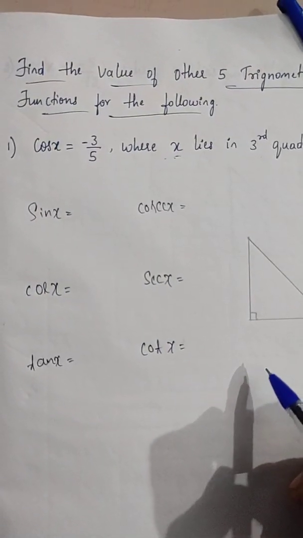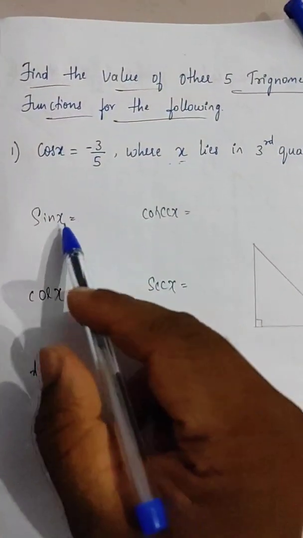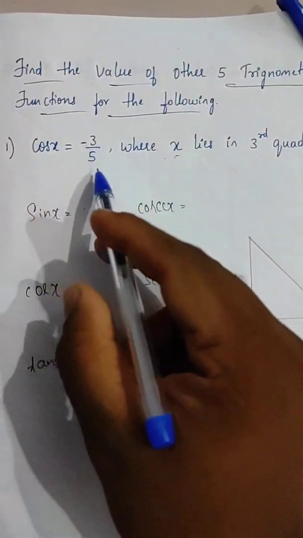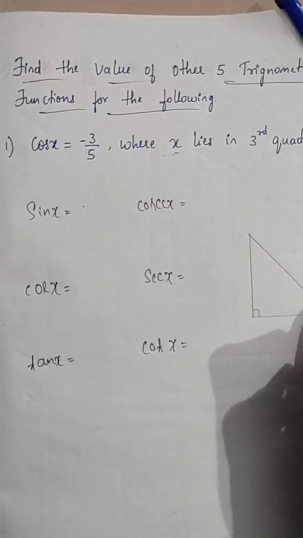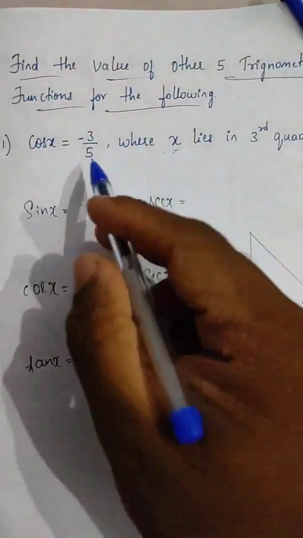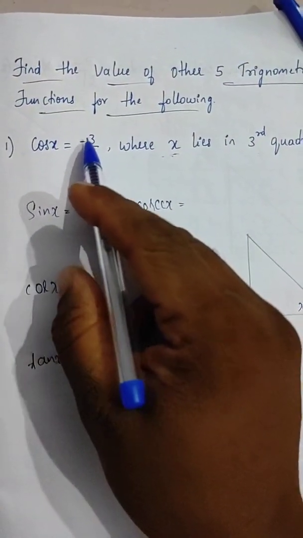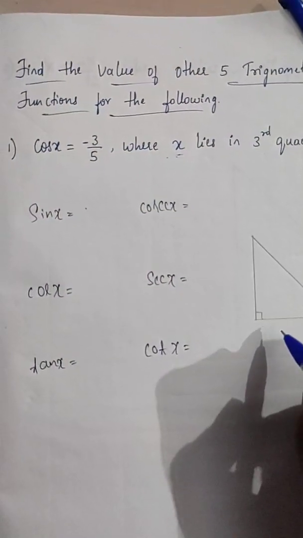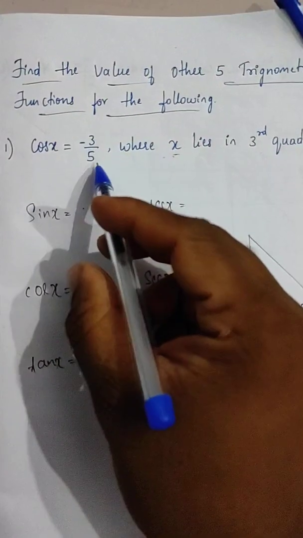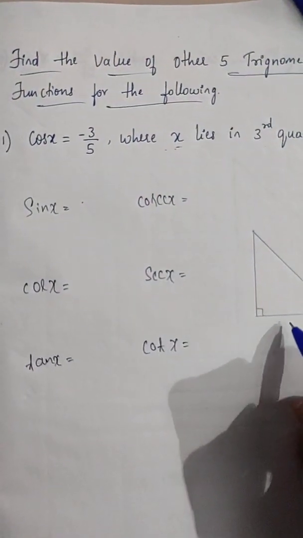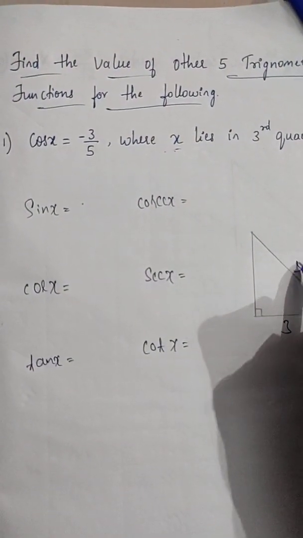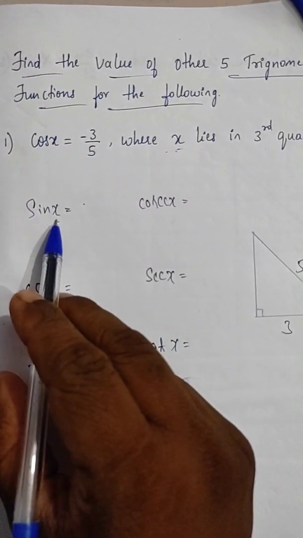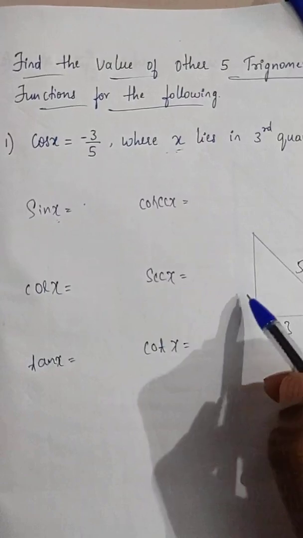Now here, sin x means what? Opposite by hypotenuse. Here cos x is 3/5, and we have a minus here. Even if there is a minus, don't write the minus here. Neglect the minus and write down the numbers only. Cos x is equal to 3/5, which means adjacent by hypotenuse. To find the ratio of sin x, we need the opposite side.